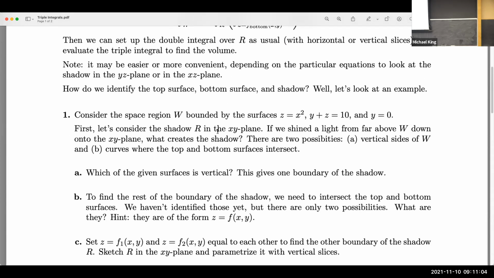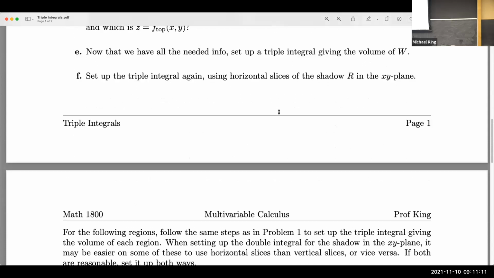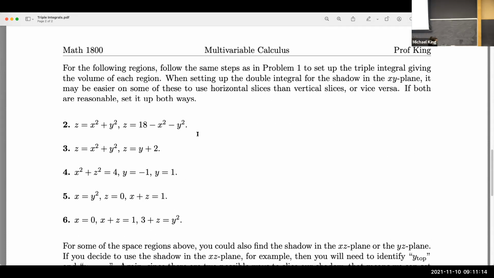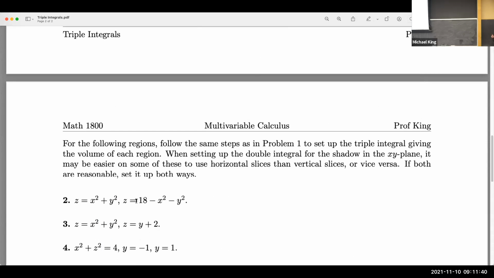Remember the idea was you have a region in space bounded by some surfaces. And I think all the examples I have, you can do them all projecting onto the XY plane. So you identify, there's always two Z equations. You can solve for Z two different ways. And that's gonna be the top surface and the bottom surface. And then the shadow, I'll write some of this on the board in a second, but just to remind you.